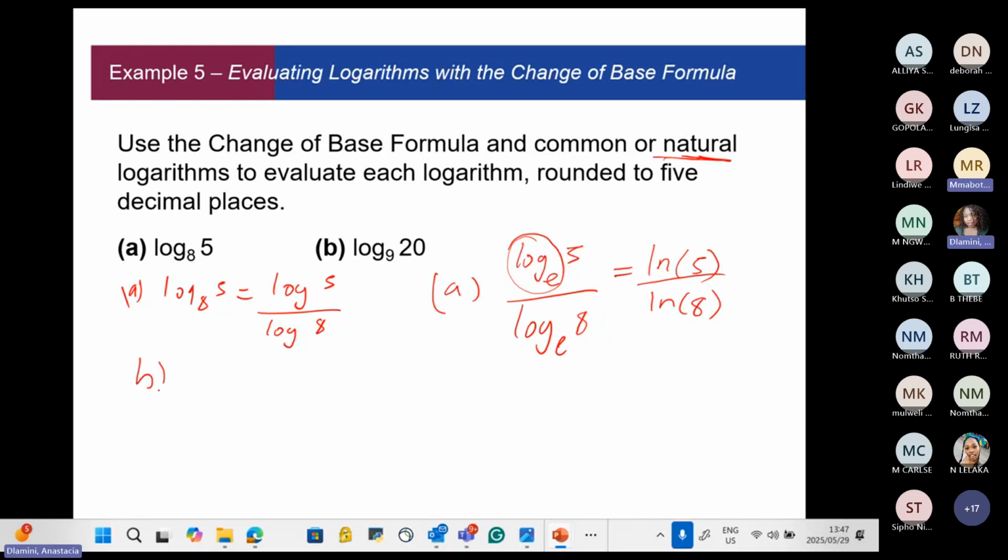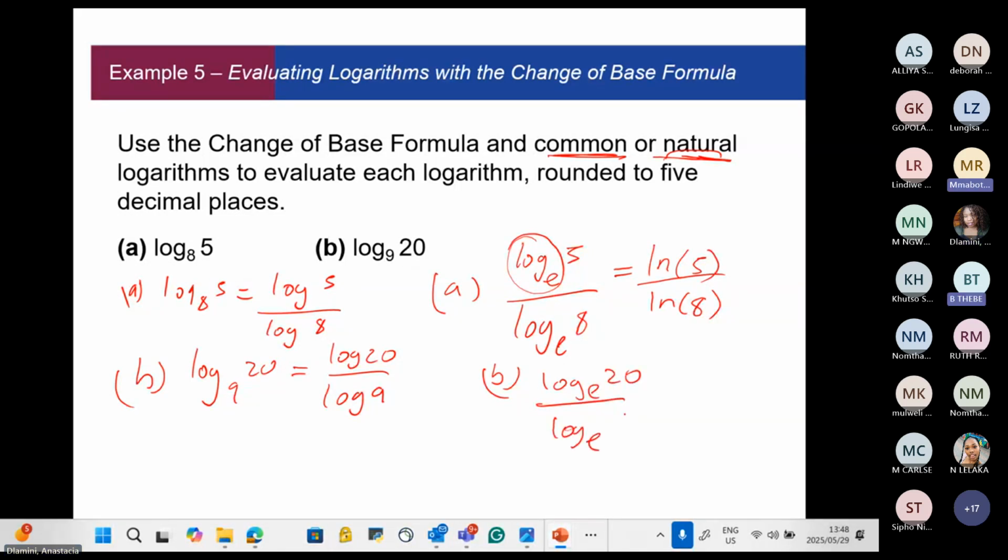So B will be equal to, if we're going to use the common log, we know the common log is base 10. So this will be log of 20 over log of 9. And this one will be natural log. So this will be log base e of 20 over log base e of 9, which is ln of 20 over ln of 9. So that's how you use the change of base.